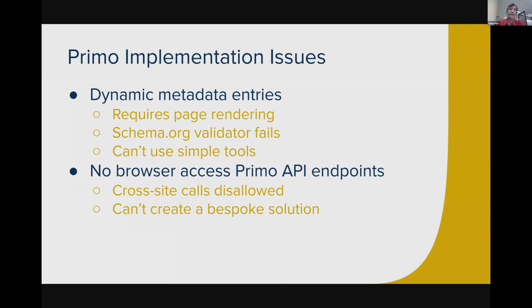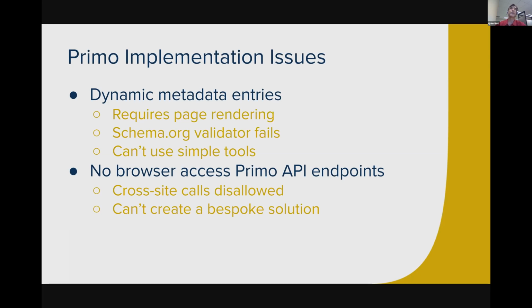So that has some issues. This dynamic metadata entry strategy requires that you actually do page rendering of that item. The biggest reason that there's a disparity between how Google sees an item and how a generic search engine might is because Google actually does do that page rendering, usually through a mobile phone engine. So that's why the schema.org validator fails.